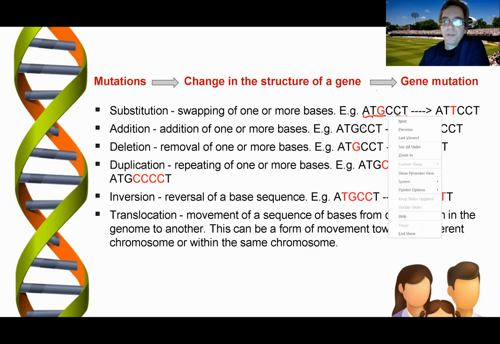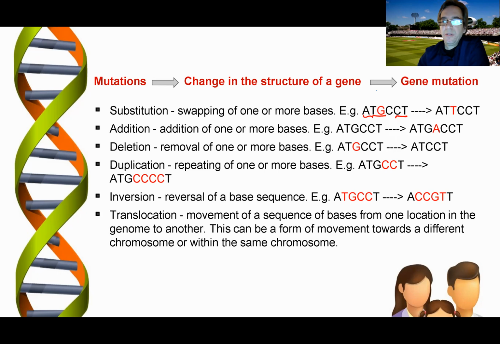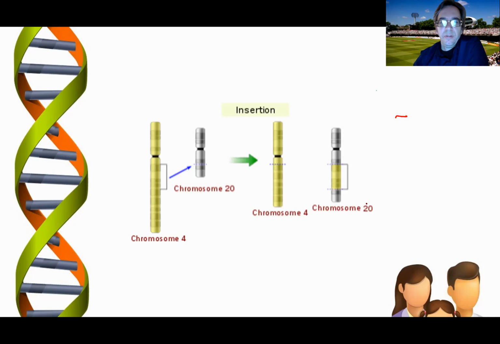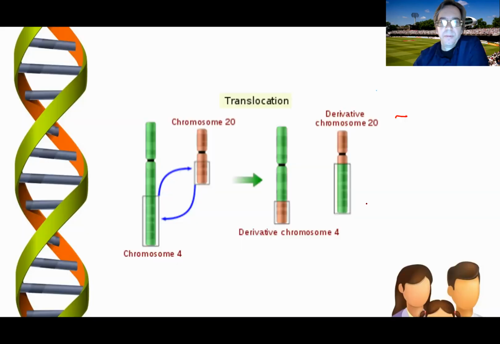So what can happen is you can have a substitution, which causes a different amino acid to be made, an addition, so an extra amino acid. So here you see there's an extra adenine. Deletion, you can have one removed, or duplication, where you've got one particular nitrogenous base that's been duplicated, or inversion. So it looks a little bit like this. So this is insertion in particular chromosomes, translocation.